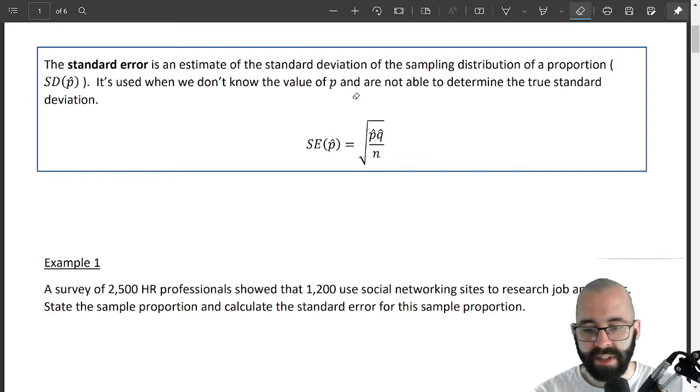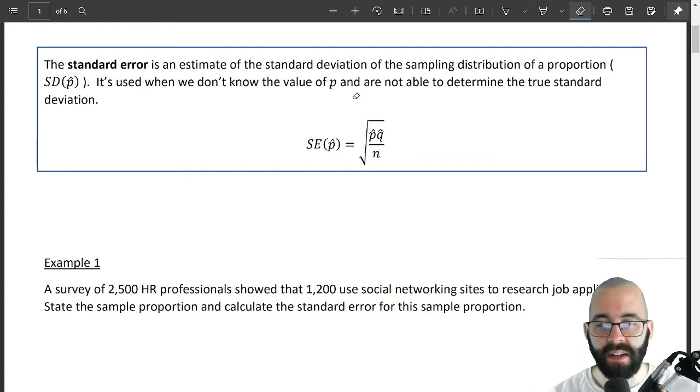Okay, so let's say we don't know p and we don't know sigma. This is how we're going to approximate the standard error, the standard deviation of the sampling distribution.